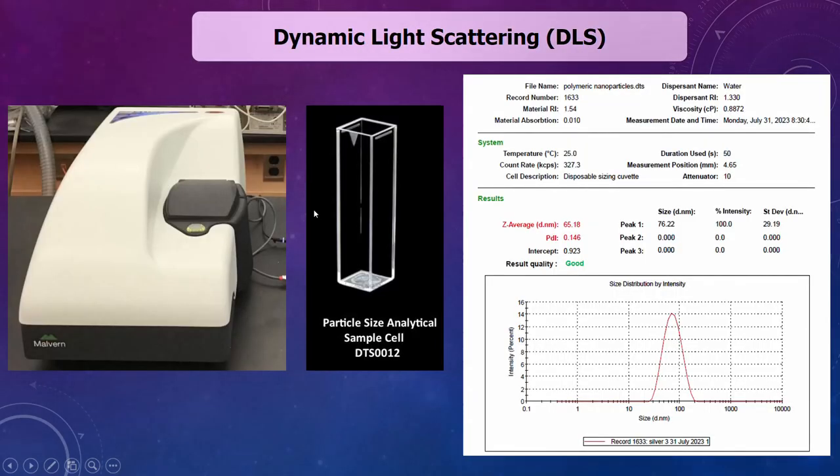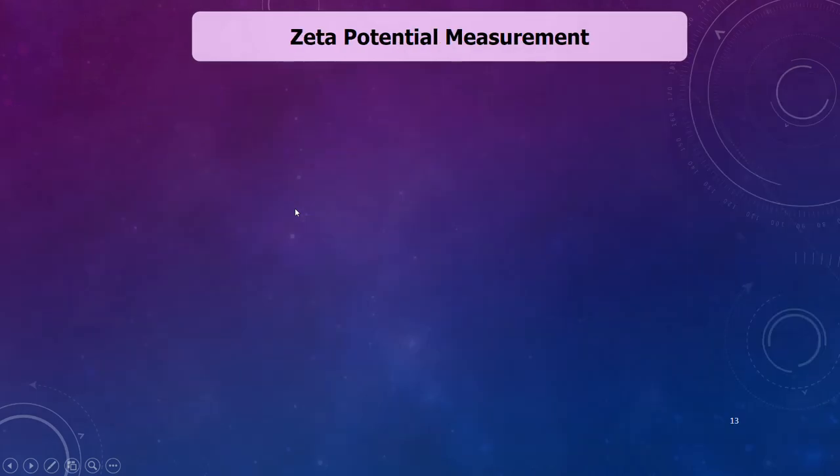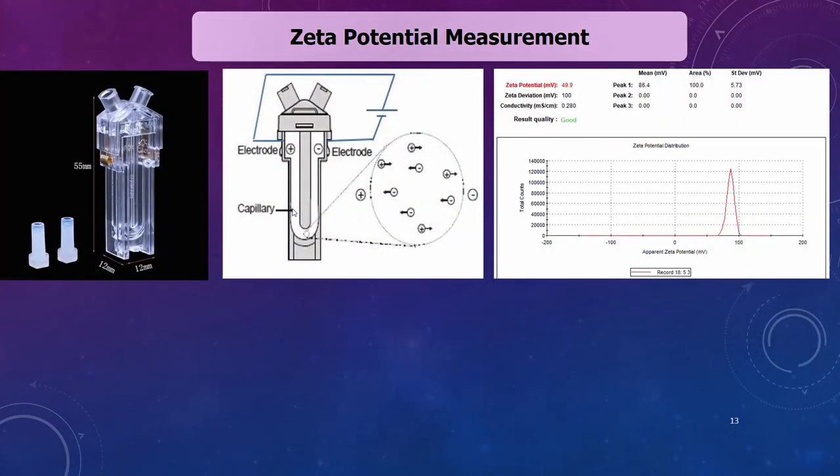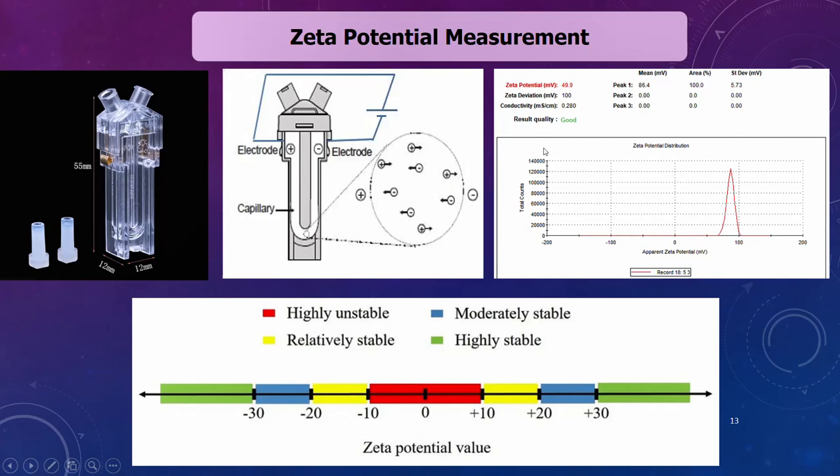As you can see, in dynamic light scattering we used the normal glass cuvette. But in zeta potential, the instrument is the same as for dynamic light scattering. The only difference is in the cuvette. This cuvette has electrodes, positive and negative, and consists of a single capillary. The result also comes like dynamic light scattering. We pour 1 ml of sample in this cuvette, then put it into the instrument in the zeta potential measurement mode. Then the result will come like this. In this we can see the zeta potential is 49.9. So what does this mean? This is the zeta potential value chart given here.